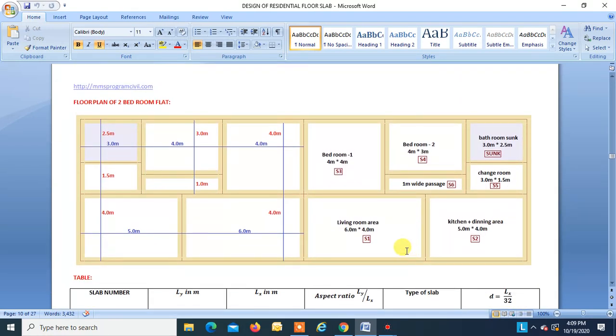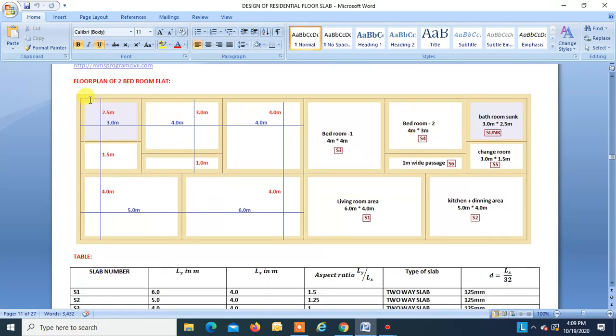Now we will start the design of a residential floor. This is a plan of a 2 BHK flat. This is the living room, which we name as slab S1. This is kitchen plus dining, slab S2. This is bedroom 1, slab S3. Bedroom 2, slab S4. Change room, slab S5. And this is the passage, slab S6. And this is the sunk.